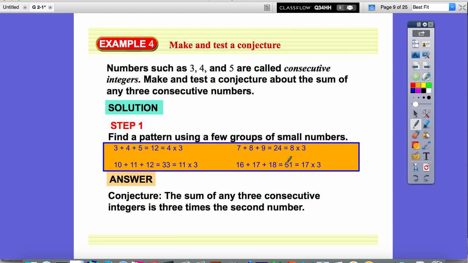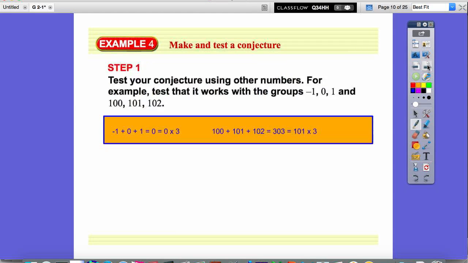So you may have noticed that if you take the middle term in the consecutive integers and multiply it by 3, you would get the number you were looking for. So our conjecture, our hypothesis, if you will, is the sum of any 3 consecutive integers is 3 times the second number, or the middle number. So now you can test your conjecture.